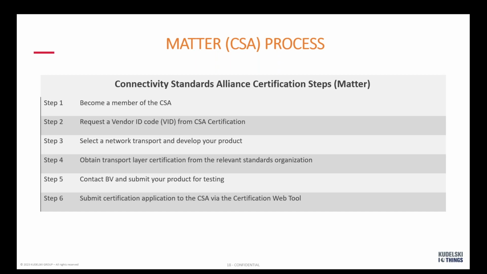Step number 5 is, after you have made all these decisions, you can go to VB, and we are happy to test your product using the standard tool provided by the CSA. And when the testing is done, we basically send the test report to the CSA. It's important to mention that we only test; we are not the entity that issues the certificate. So after you finish testing your product, you need to contact the CSA and ask them for your certificate.